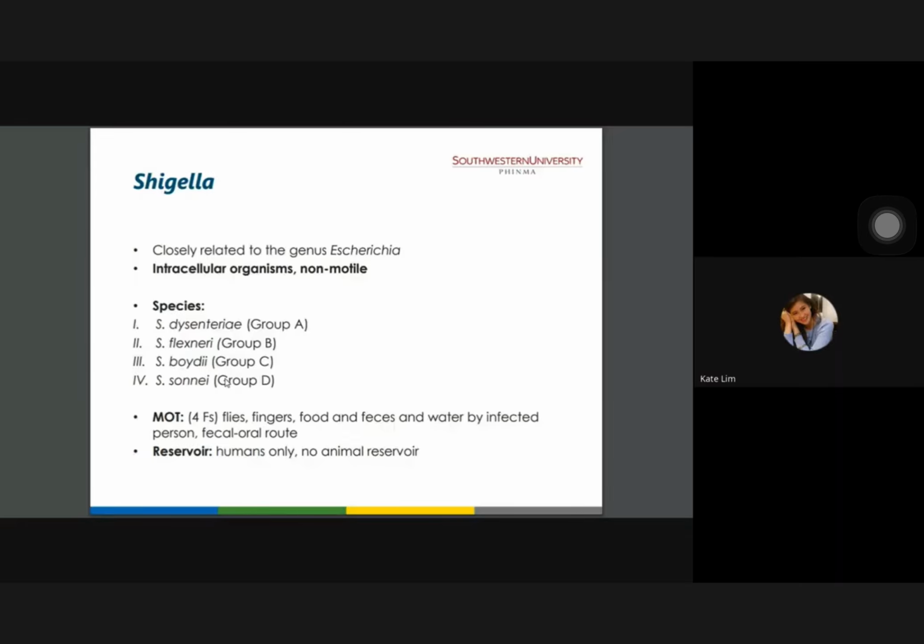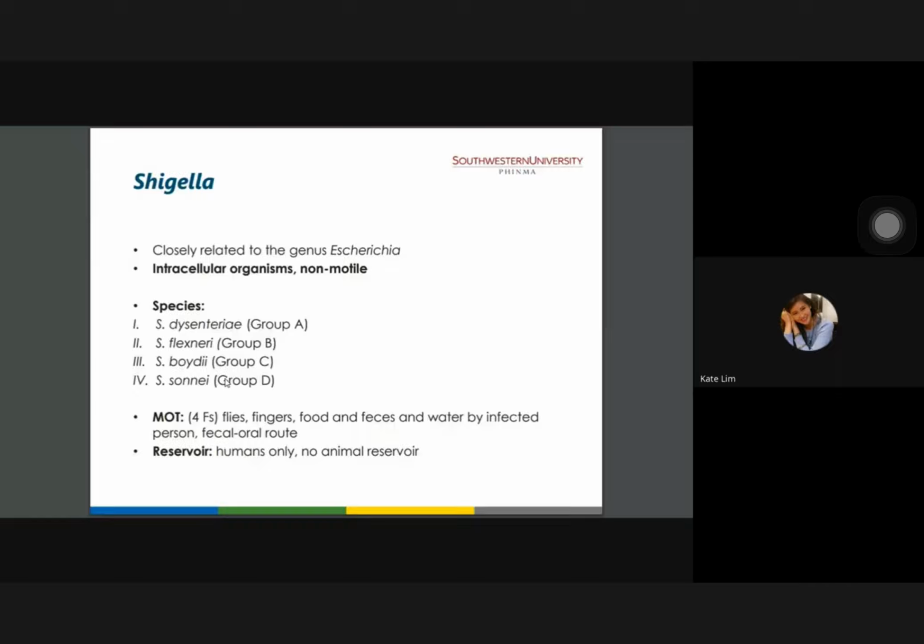So how do we actually get Shigella? Shigella is primarily transmitted via the fecal-oral route, which can occur through the four F's. We have F, the flies. That is your biologic vector. Flies can carry Shigella bacteria from feces to food.